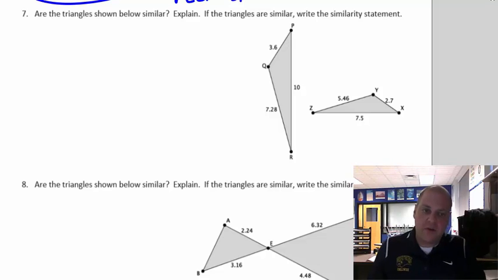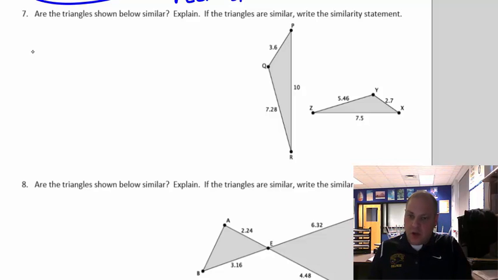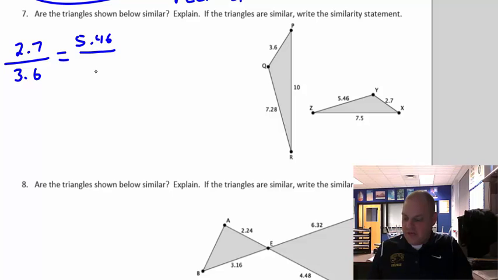Number 7, are they similar? All right, so we got to do a proportion. Now, they gave us all the sides. So we're going to do our proportion. Small to small. I did this ahead of time for you. Medium to medium. Large to large. Biggest to biggest. Do all those, they all have to be the same ratio, are they?